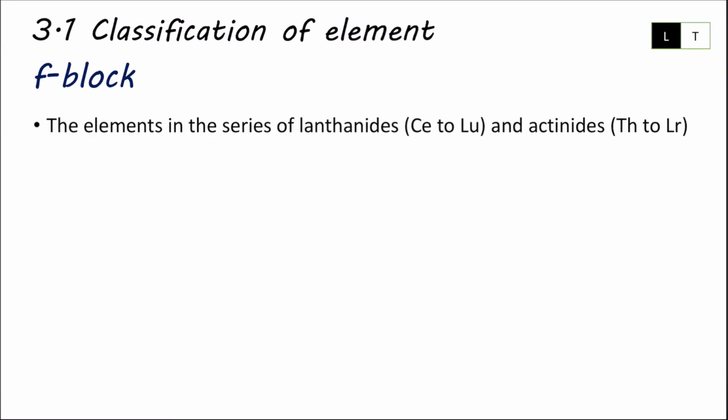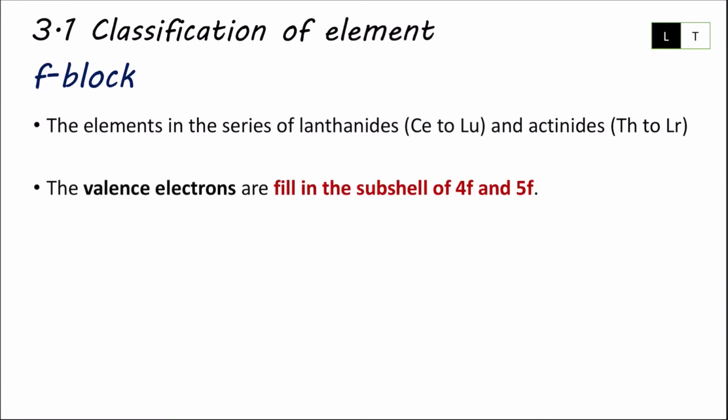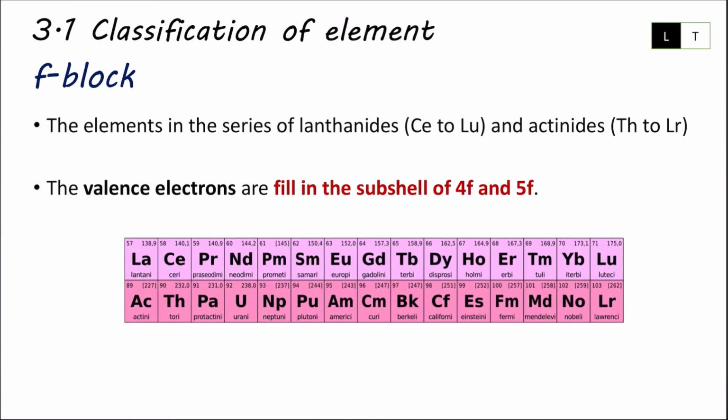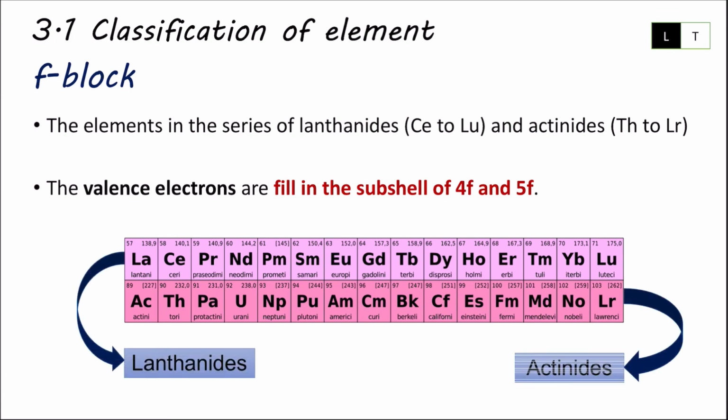The last one, we go for F block. So, F block is for the elements in the series of lanthanides and actinides. So how do we know for this part? Usually the valence electrons for these elements in F block will be filled in the subshell of 4f and 5f. For example, you have in the periodic table the additional 2 rows there. We have the lanthanide series, the top one, and the actinide series, the bottom one. So this one will be lanthanide and this one will be actinide.